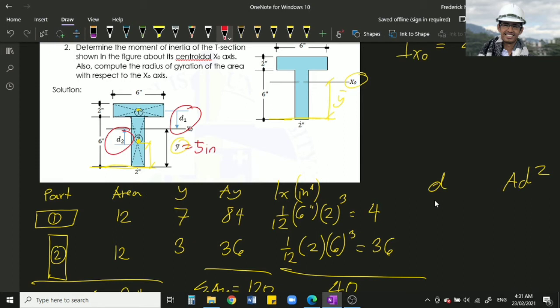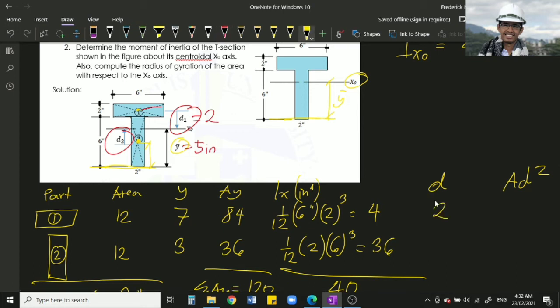Okay? So the distance from the centroid to the centroidal XO axis. D1, paano natin kukunin yung D1? So that will be 5 inch. Yung total distance nito, 7. So, 7 minus 5. So, matitira, this will be equivalent to 2. Okay? So, this will be 2.